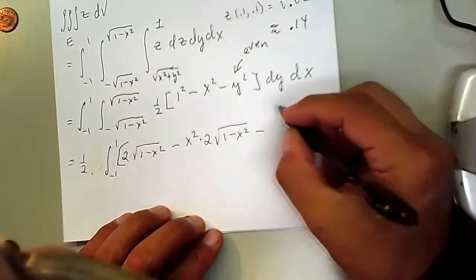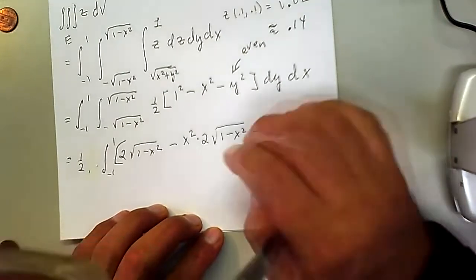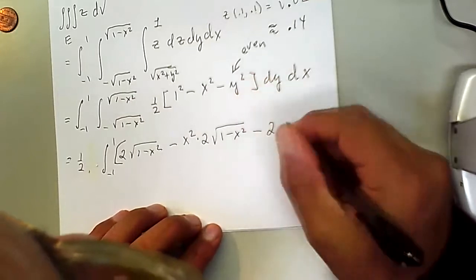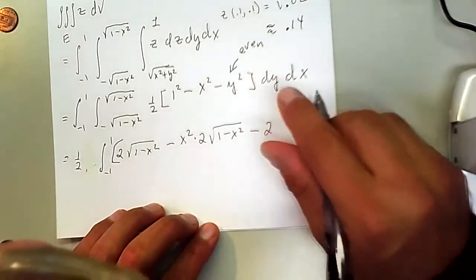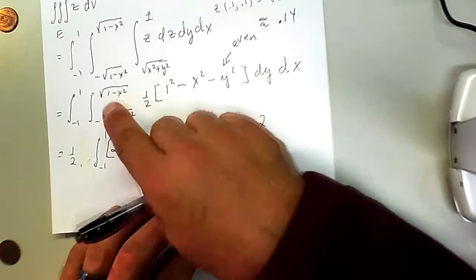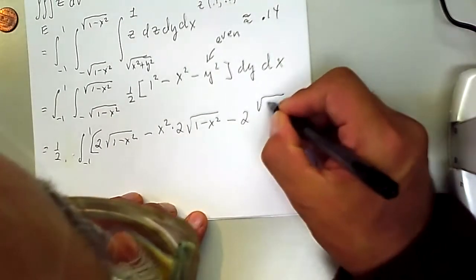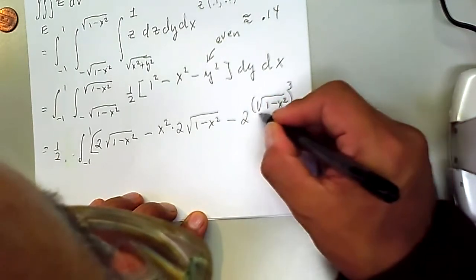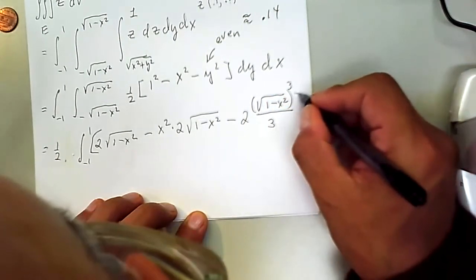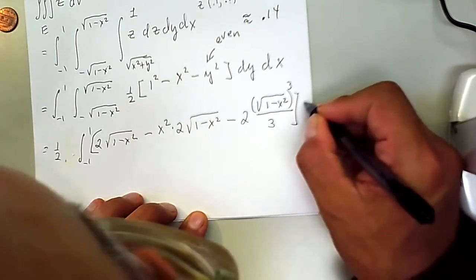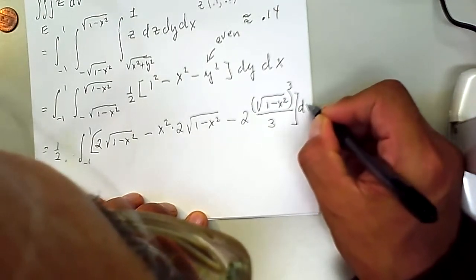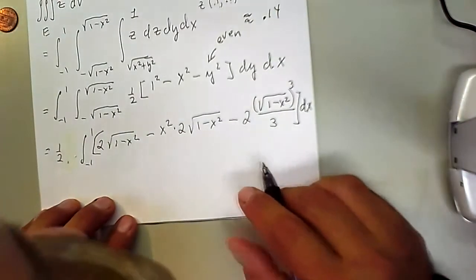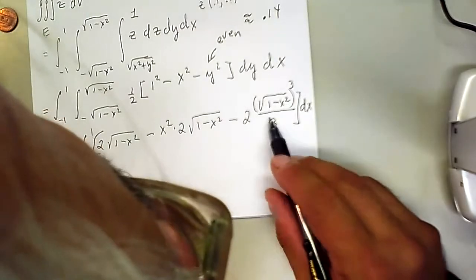So I'm going to apply that rule. We're going to double, and then we're going to go from 0 to the root. And we're going to end up with y cubed over 3, but we're going to plug in the root. So we're going to have the root 1 minus x squared to the 3 over 3. Close the bracket, dx. Okay, I think that that is good.